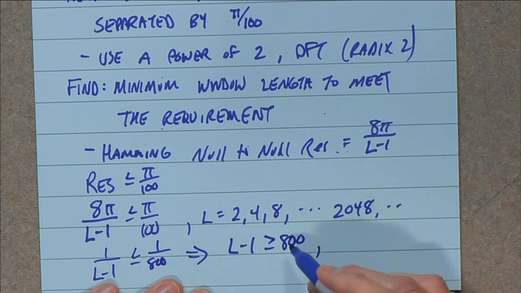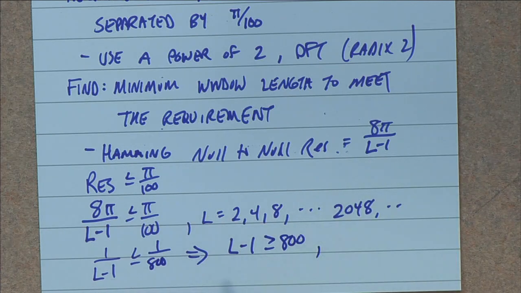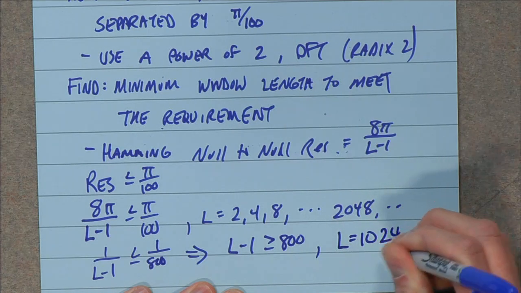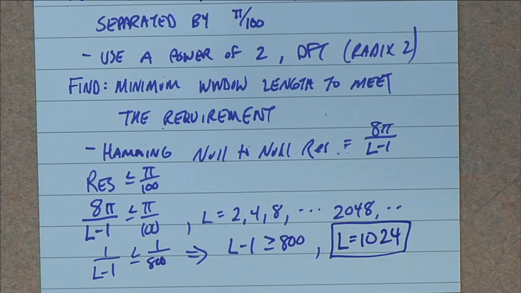So what's the next power of 2 after that? Well, we know 512 is a power of 2, so L would have to equal 1024, because that's the next power of 2 that meets that requirement. So that's a possible kind of problem one can have.